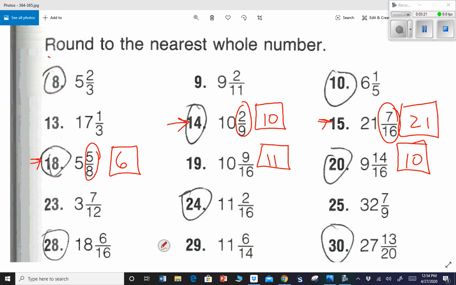Number 19, 9 is more than half of 16, so we round up to 11. And number 20, 14 is way more than half of 16, so we round up to 10. By the way, if you were to get one that was exactly half, like 5/10, we would round that up, just like we round 5s up with regular rounding.